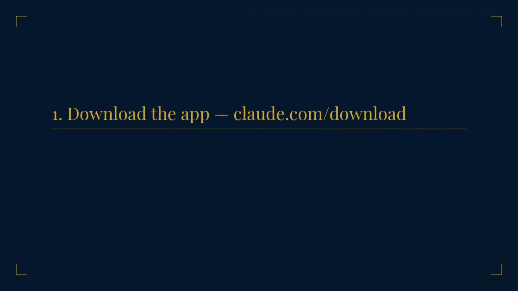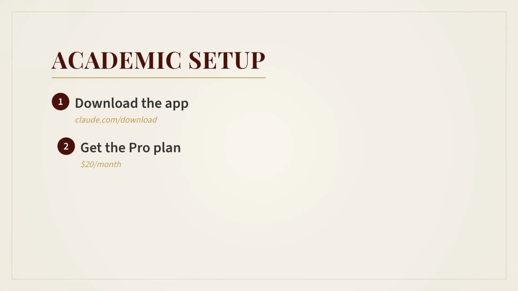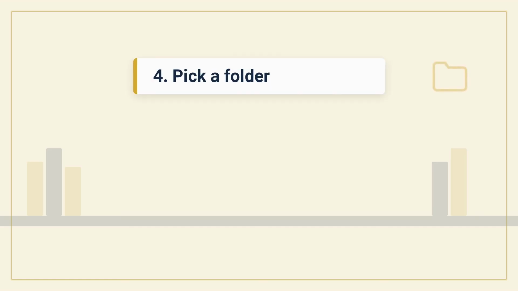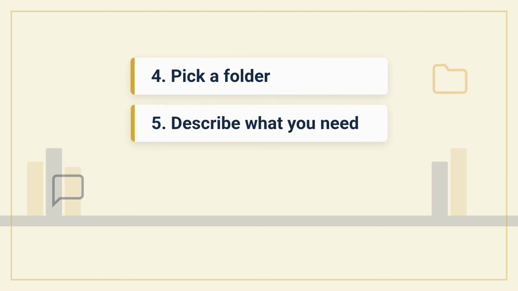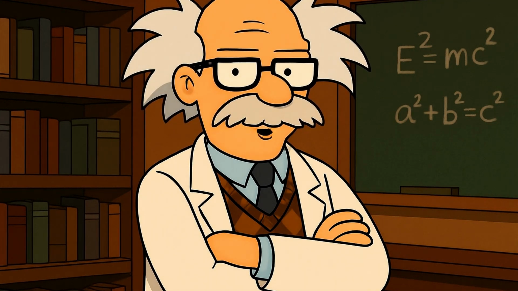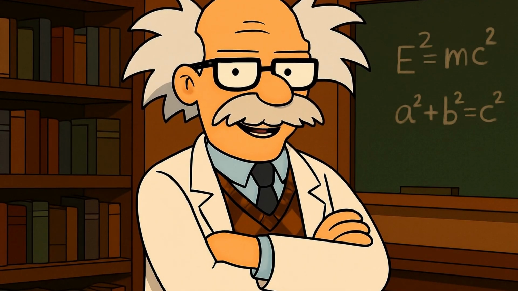So, to bring it all together, you download the Claude desktop app from claude.com/download. You get the Pro plan for $20 a month. You click the Cowork tab, pick a folder, and describe what you need in plain English. That's the whole setup. If you're trying this for the first time, I'd say start with one folder and one simple task. Don't try to hand it your entire hard drive on day one. Just pick something manageable, see how it works, and go from there.